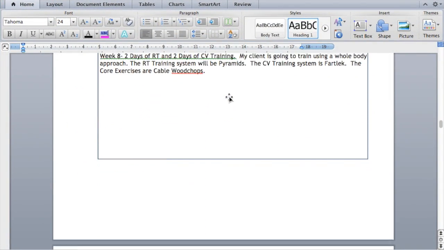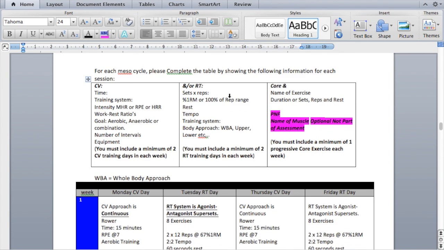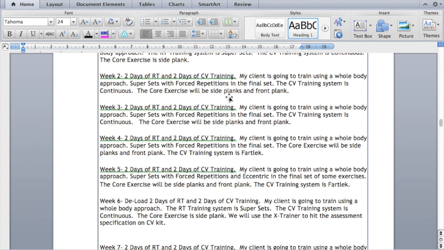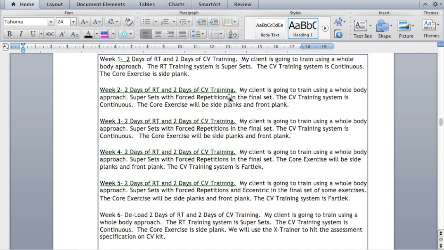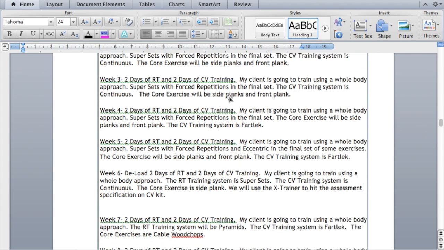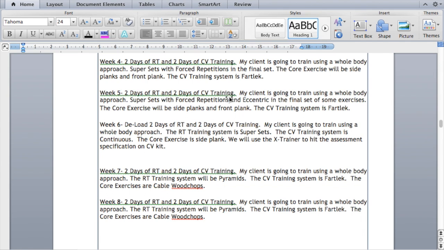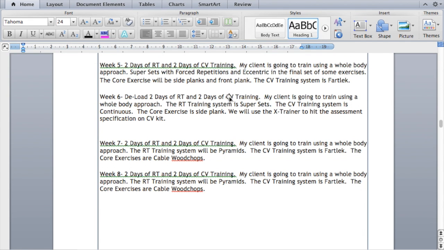So we've been over the overview for the 8-week plan, which is this screen here. We've said exactly what we're doing in week 1, exactly what we're doing in week 2, week 3, week 4, week 5, week 6, week 7, and then exactly what we're doing in week 8.